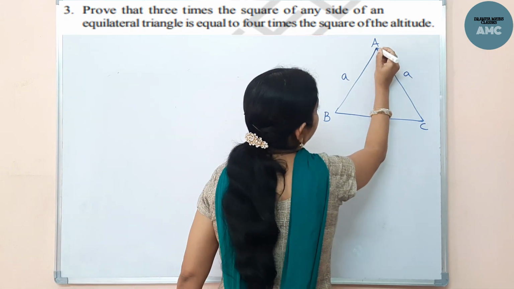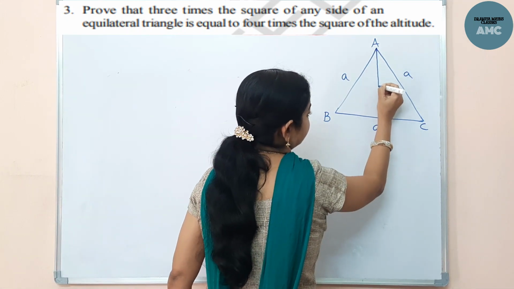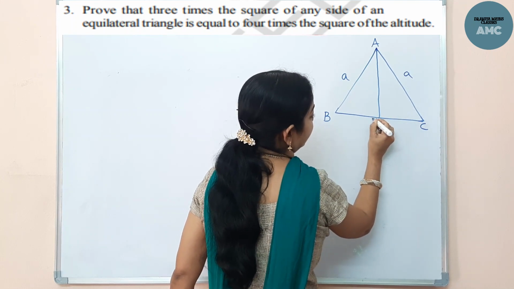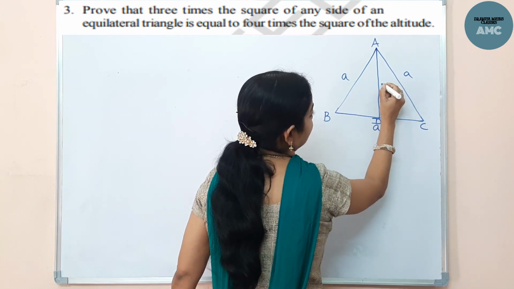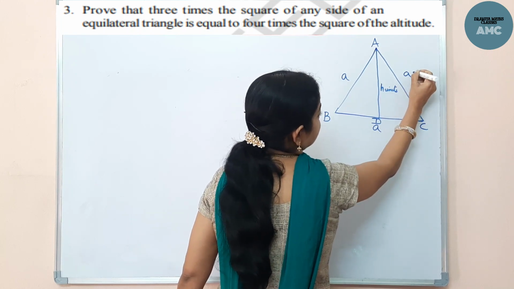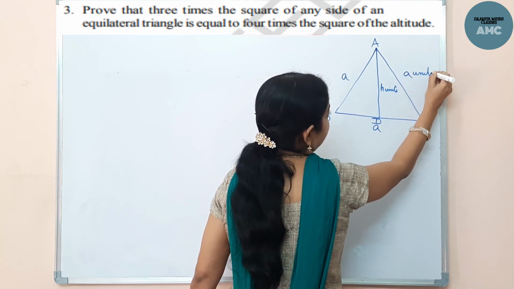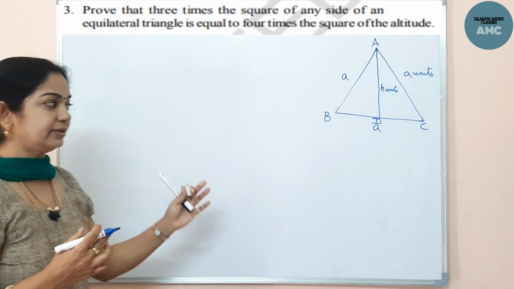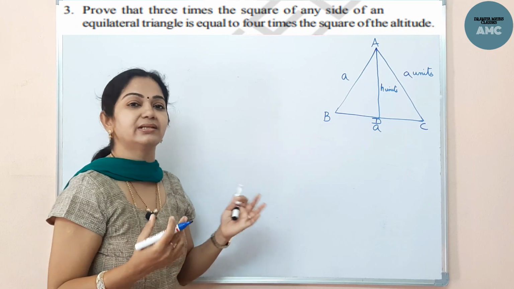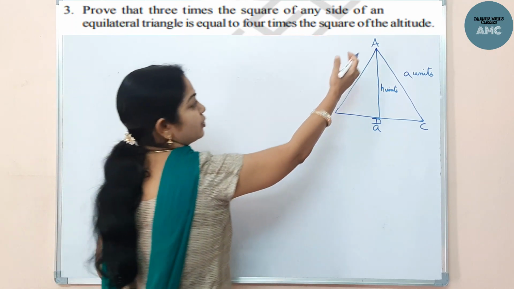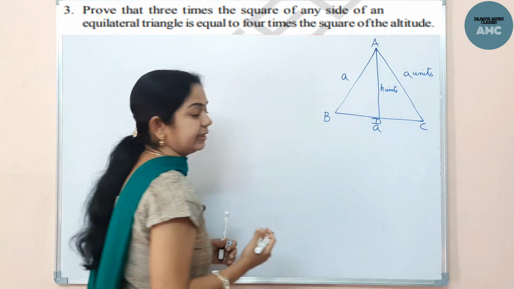Now here, let me draw the altitude. This is AD, the altitude of H units. Let me suppose this as H units, whereas the side is A units. Now here the altitude as well as the median in an equilateral triangle are one and the same. So here I am drawing the altitude, AD.